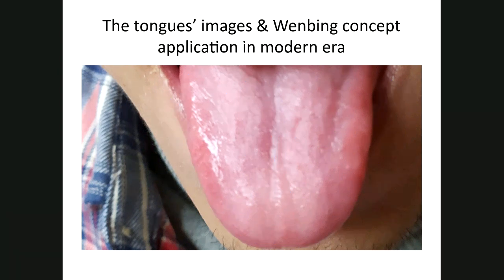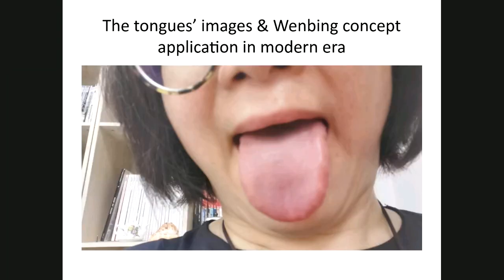Have a look at another one. What's the difference from the previous ones? So what can we see from this? The previous one is not a typical Wenbing tongue, yes? How about this one? It's not a Wenbing tongue at all. Big, white, good. It's much more white and thicker than the previous one.